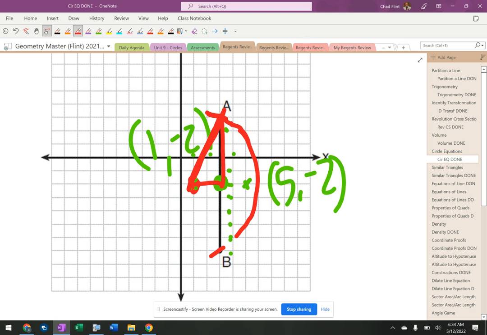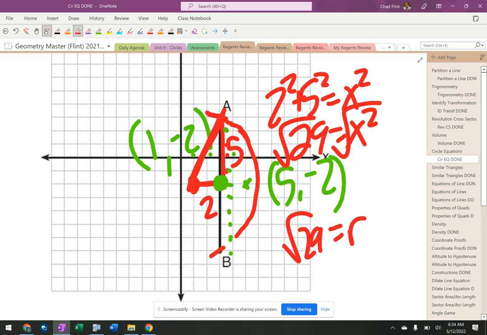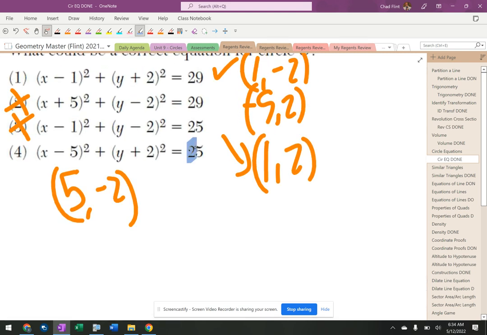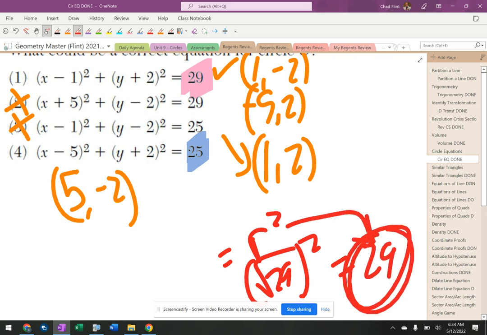And if that's a radius, I can get the distance of it by doing 2 and then 1, 2, 3, 4, 5. So 2 squared plus 5 squared equals x squared. That's 29 equals x squared, which means the square root of 29 is the radius. And that means that when I go down here, this number right here is the radius squared. So in my circle, the equation is equals r squared. So it would be this, which is this. So r squared is 29. So it has to be number 1.